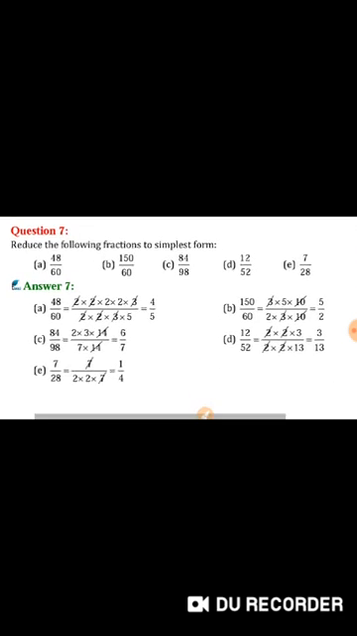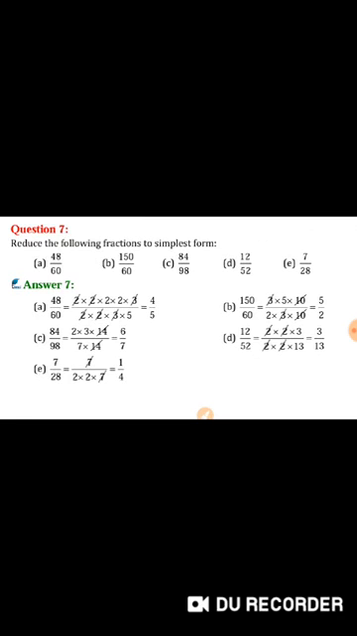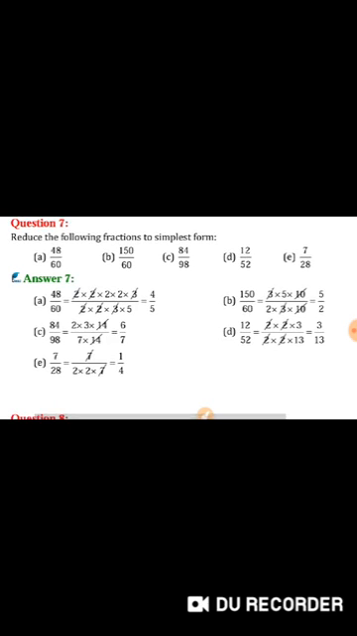Then question number 7, reduce the following fractions to simplest form. Reducing means by cancellation we can do it. By dividing directly also you can do. See here, another method: factors. They are written in the form of factors. Again we can cancel in the denominator. Means 48 we can write as 2 into 2 into 2 into 2 into 3.